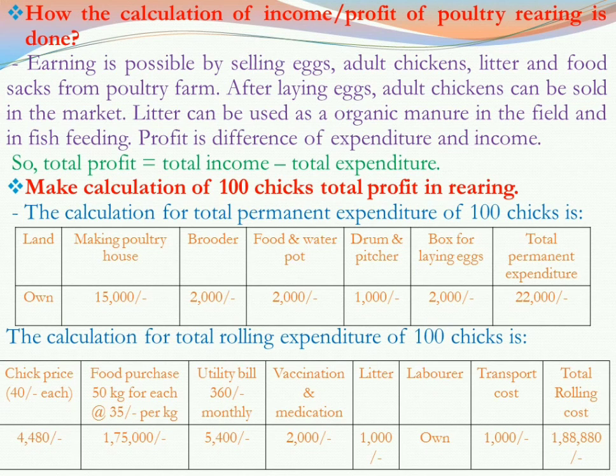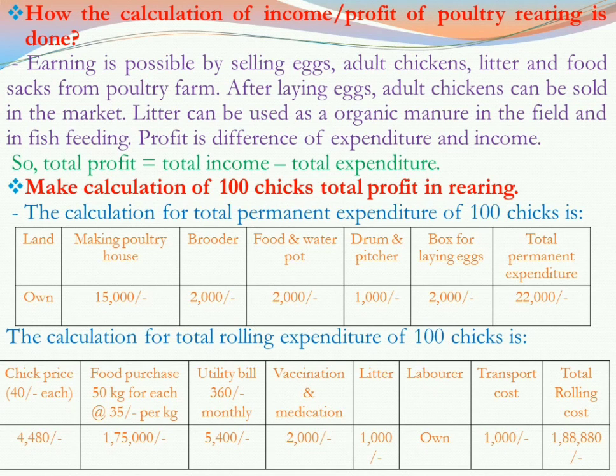Vaccination and medication, in total we have calculated, is 2,000. Litter, that is the poultry bed, is 1,000 taka. Labor cost, if we think that the farmhouse owner himself is involved in the farm, then it should be no cost. Transportation cost should be 1,000. Then total rolling expenditure cost is 1,88,880. So that is rolling expenditure, and we have already found the permanent expenditure.